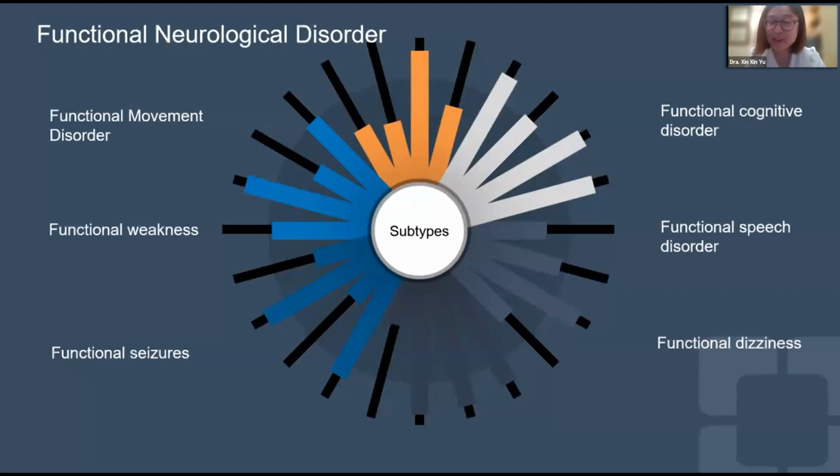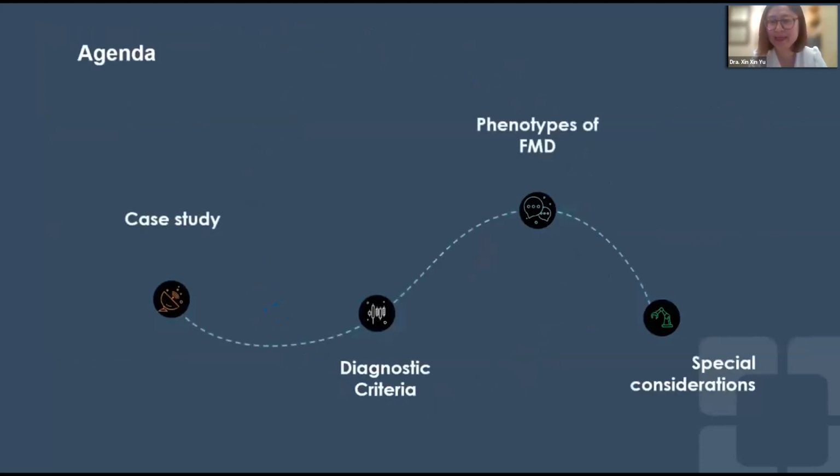But let's dive into the presentation here. FMD is really a big topic, and it has so many different subtypes. For the purpose of this talk, we'll stay focused on functional movement disorders. We will start with a case study, followed by the available diagnostic criteria for functional movement disorder, and then we'll dive into each phenotype and their characteristics, and then end with some special considerations.